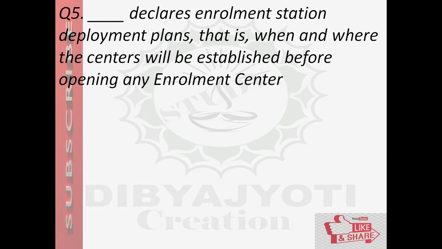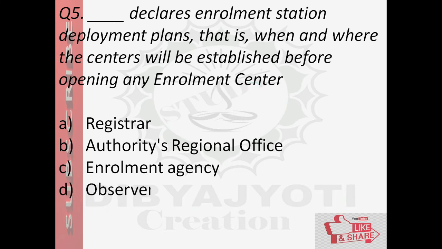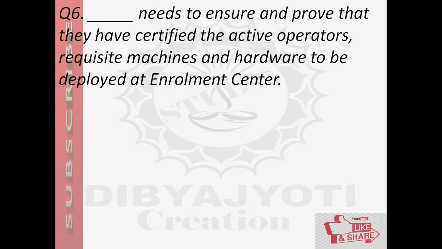Next, DASH declares enrollment station deployment plan, that is when and where the centers will be established before opening any enrollment center. Options are option A, registrar. Option B, authorities, regional office. Option C, enrollment agency. Option D, observer. Answer is enrollment agency.